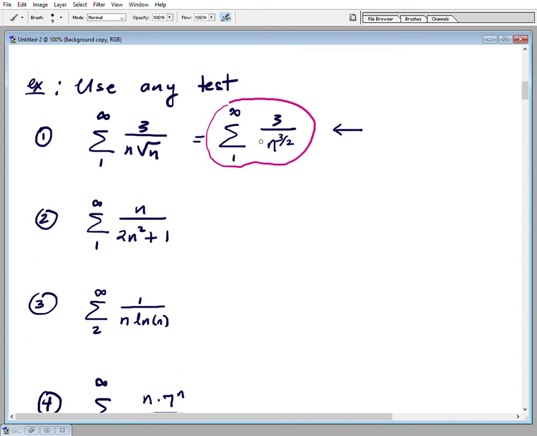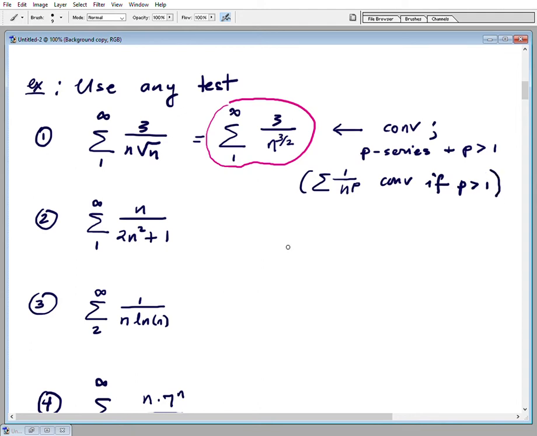You should know by now that, exactly, this power 3/2 is greater than 1. Good, so that means converge. This one converges because it's what we call a p-series, and p is greater than 1. So we have the sum of 1 over n to the p, which converges if p is greater than 1. Let me call it the p-test.